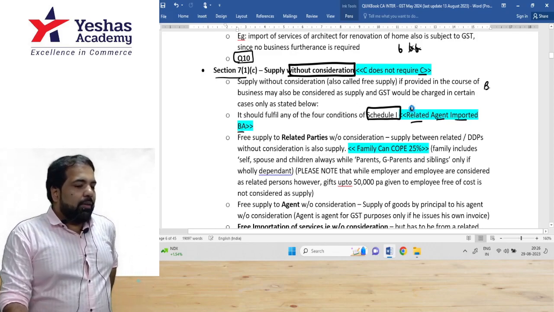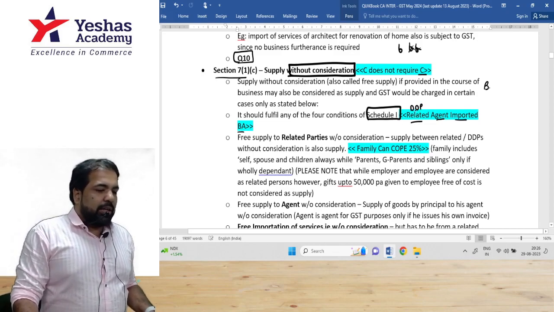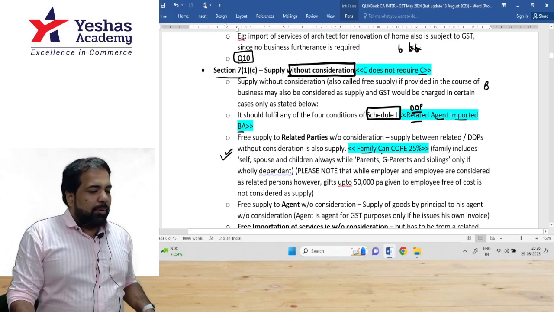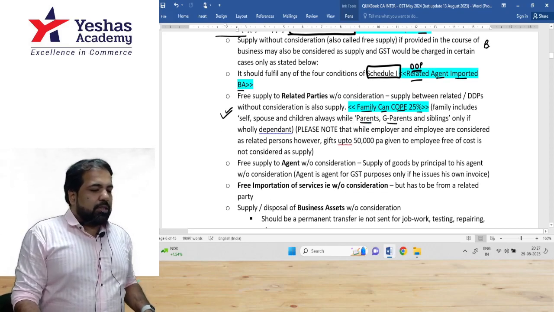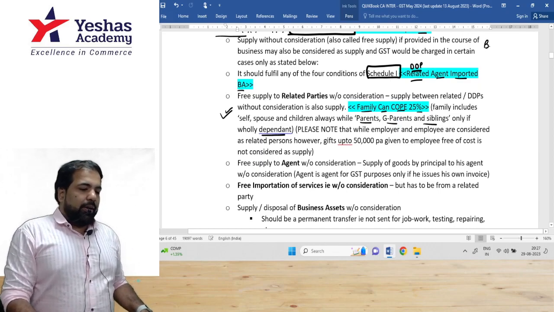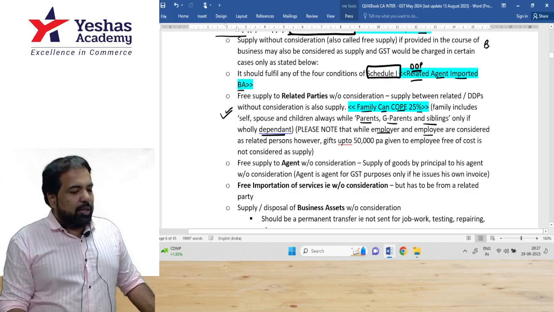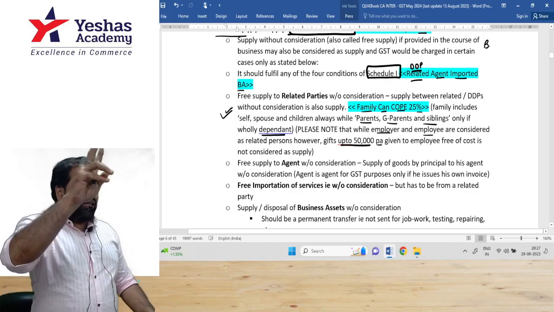If you are supplying free to any related persons, will that be GST? Yes. Family members can count: your parents, grandparents, and siblings, only if they are dependent. But remember, guys, an employer giving an employee a gift up to how much per annum will not be subject to any GST, even though they are related.